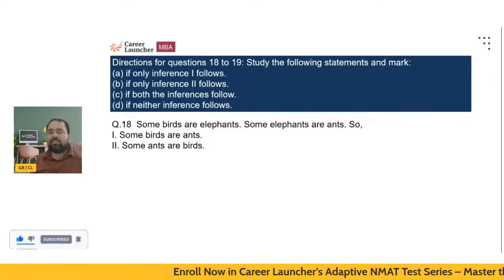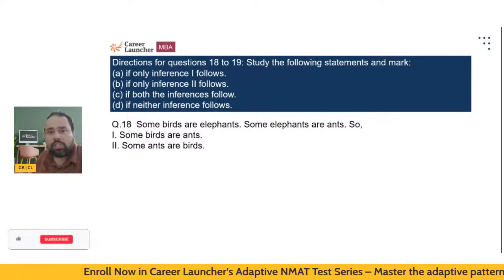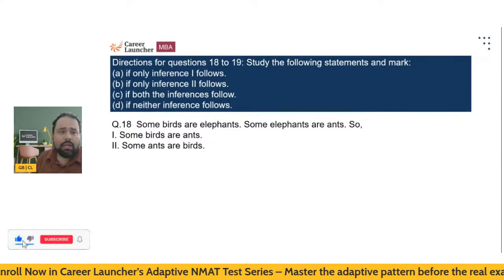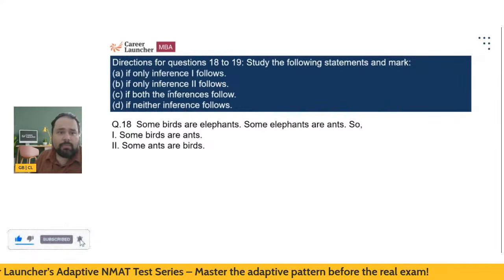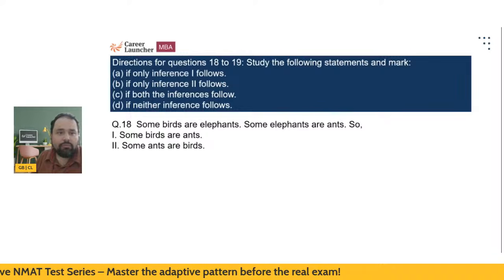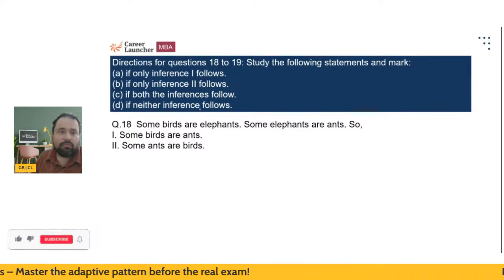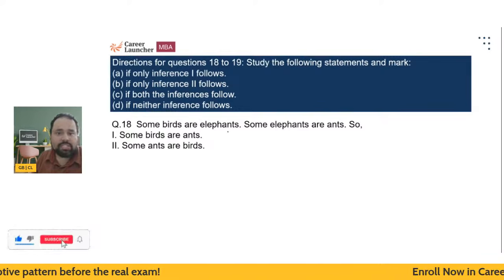Let's look at one last question. Like I told you, syllogism देखेंगे. Let's look at that. Study the following statements and mark if only inference 1 follows, if only inference 2 follows, if both inferences follow, if neither inference follows. Some birds are elephants, some elephants are ants.